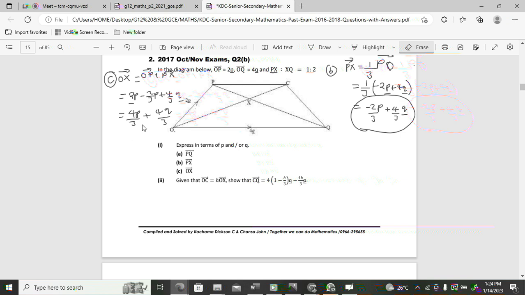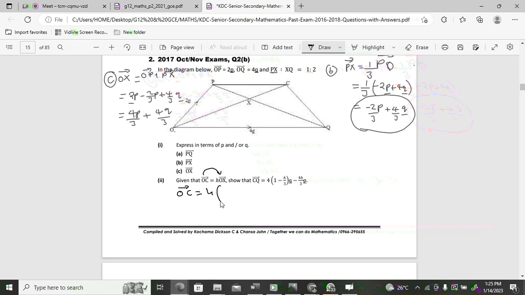Now, this means that if you got OX wrong, you can't get this second part of the question correct. You can't if you got OX wrong. They've already told us that OC is equal to H OX. So the first thing is to work with this same statement they've given you here: OC equal to H OX.